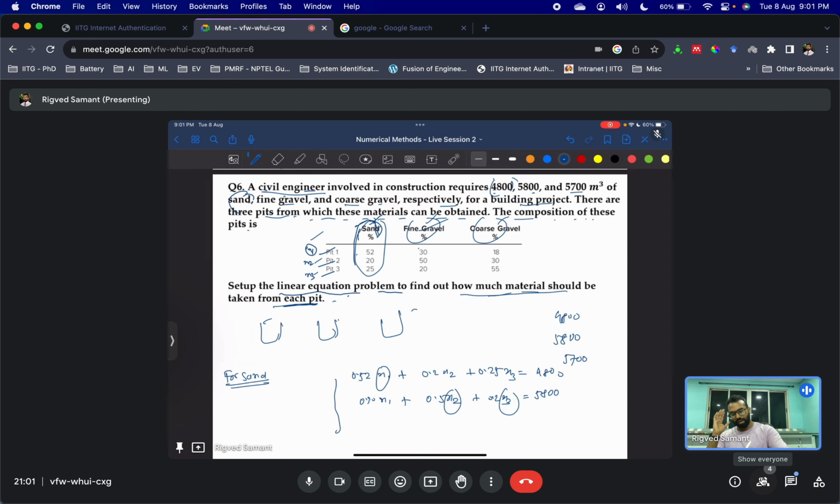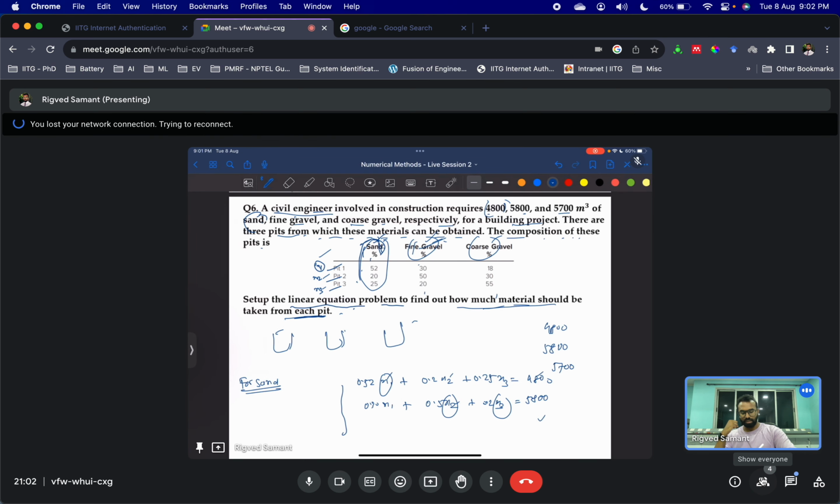So how much amount of sand you will take, how much fine gravel you will take in total. In total you will have this much sand percentage, this much fine gravel percentage, and this much coarse gravel percentage. Once you take this much, how much of x1, x2 or x3 have you taken in total? That's it. From pit 1, pit 2, pit 3. In total, how much quantity of x1? So 52% of sand is in x1. So how much quantity of x1 is taken, x2 is taken, x3 is taken.